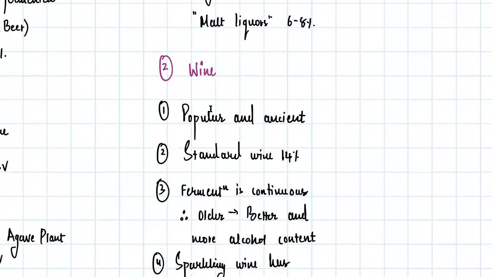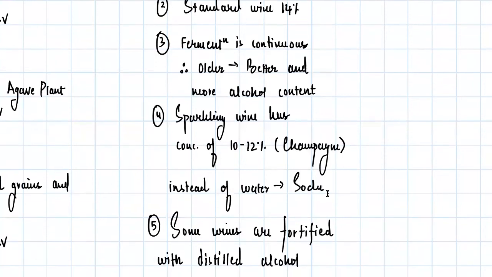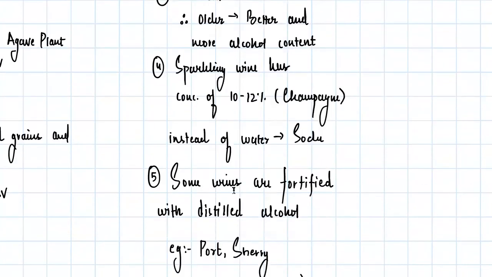Then wine. Wine is popular and ancient. Standard wine is 14%. Fermentation is continuous, therefore older the better, because it keeps fermenting in itself. So older the better, and more alcohol content. Sparkling wine, essentially champagne, has a concentration of 10 to 12. Instead of water, it has soda. That is the only difference between basic wine and champagne. That is, water is converted into soda, and that is it. And you hype the price by 10 times. Some wines are fortified with distilled alcohol, so port, sherry, these things.